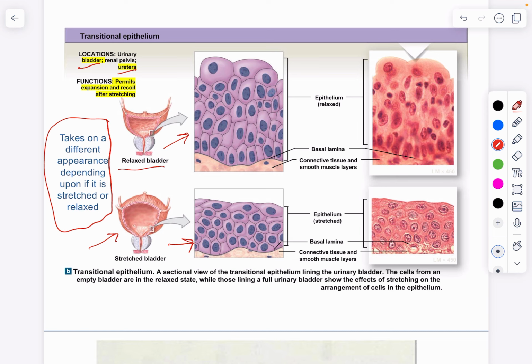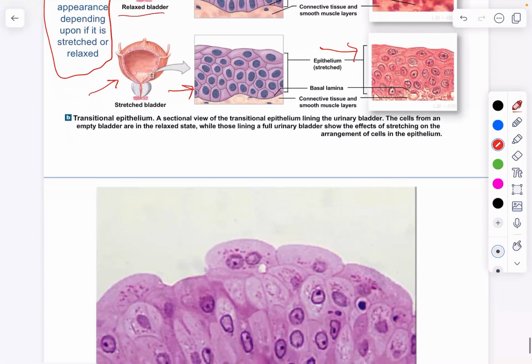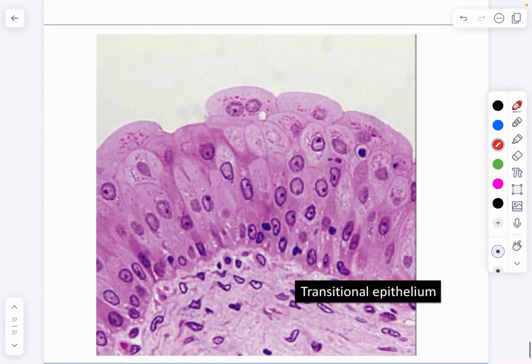They don't fit, it doesn't fit any of the categories that I mentioned at the beginning. Okay, so here, again, it's relaxed. When you start to stretch it, when the bladder becomes full, the cells start to kind of thin out a little bit. And you just have to be able to recognize what that looks like. I think I have one other histology image of what transitional epithelium looks like. So again, here they're looking like they're kind of stacked on each other because it's probably in its relaxed state.